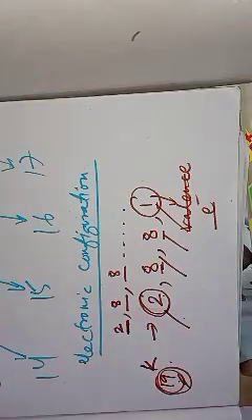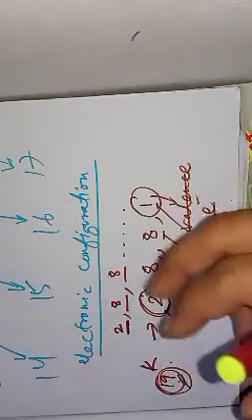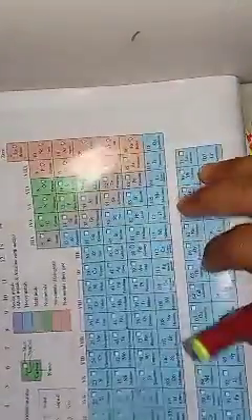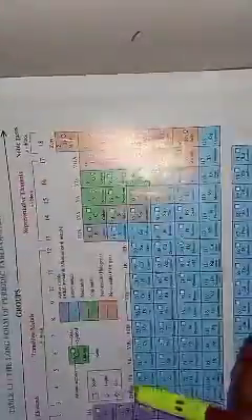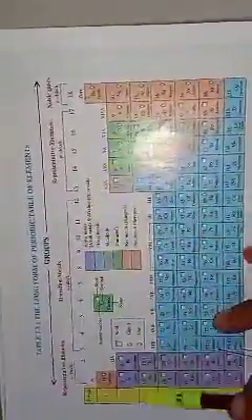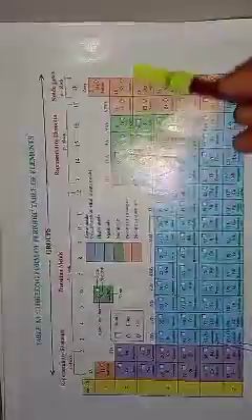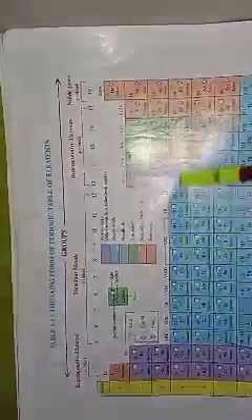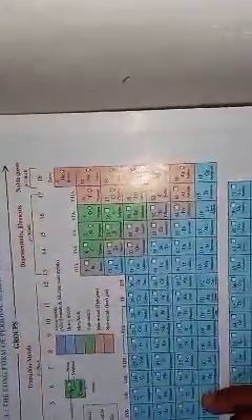Okay, so in periods what happens? Shells remain fixed. If you see in this very first period, it starts with hydrogen and helium. The number of shells will be 1 because they belong to the first period. In the second period, the number of shells will be 2. In the third period, the number of shells will be 3. In the fourth period, the number of shells of each and every element will be 4. I'm explaining by giving an example. What do I mean by this?